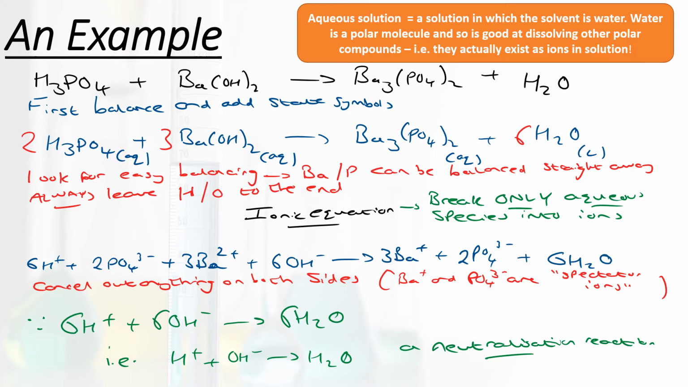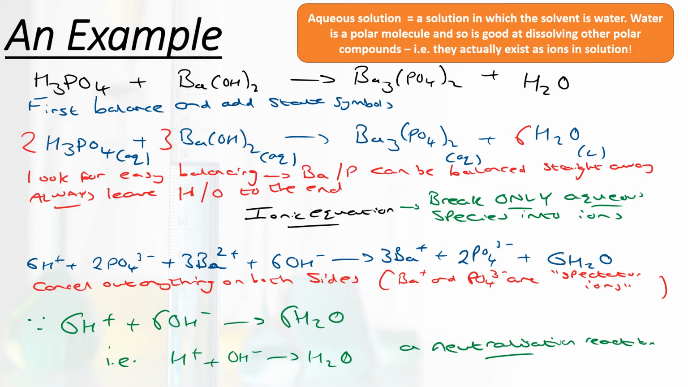Now what we do is we cancel anything that exists on both sides. So we have 3 barium 2+ ions on both sides, and they get cancelled out. We have 2 phosphate anions on both sides, and they get cancelled out. What that leaves us with is 6H+ + 6OH- giving 6H2O. We can simplify even further by removing the 6's. So essentially we have a proton plus a hydroxide anion giving us water, a neutralization reaction.